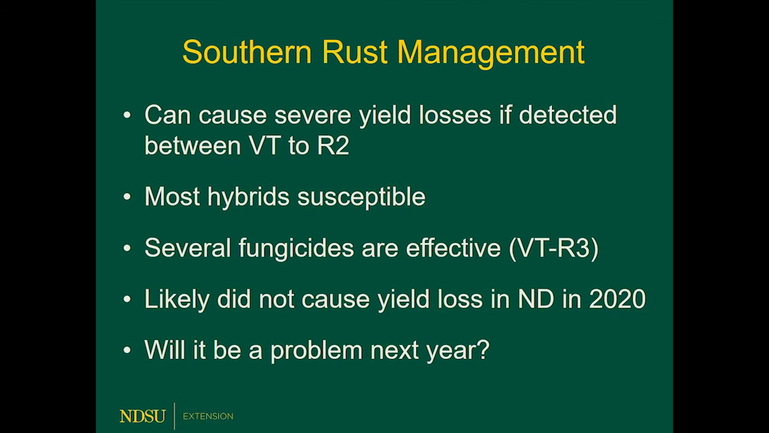The biggest yield losses that we see with southern rust in the southern states are when this disease is detected between tasseling and R2, because most hybrids are susceptible, and because of that, several fungicides can be used and are very effective if applied between tasseling and R3. In this case, we found the disease well past that window and at very low incidence and prevalence. I think we found it at 3 sites in the state. So we likely did not have any yield loss in 2020.